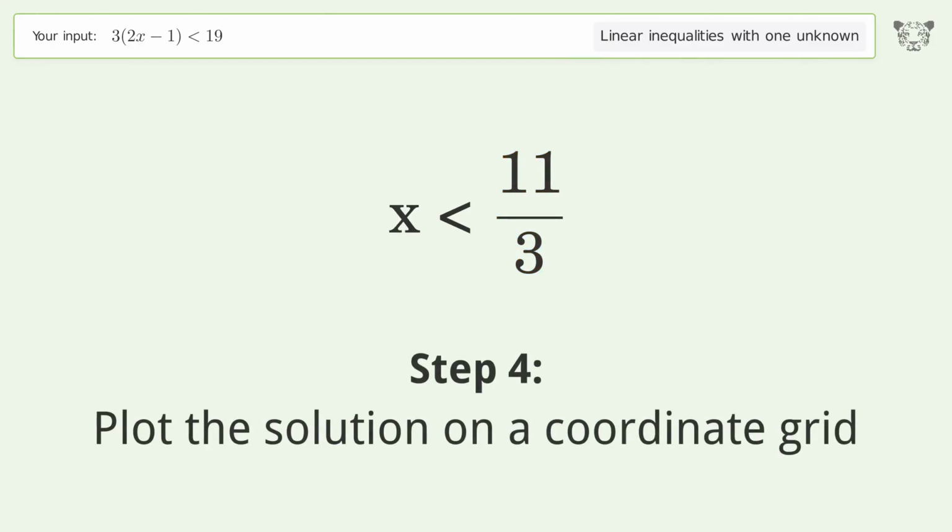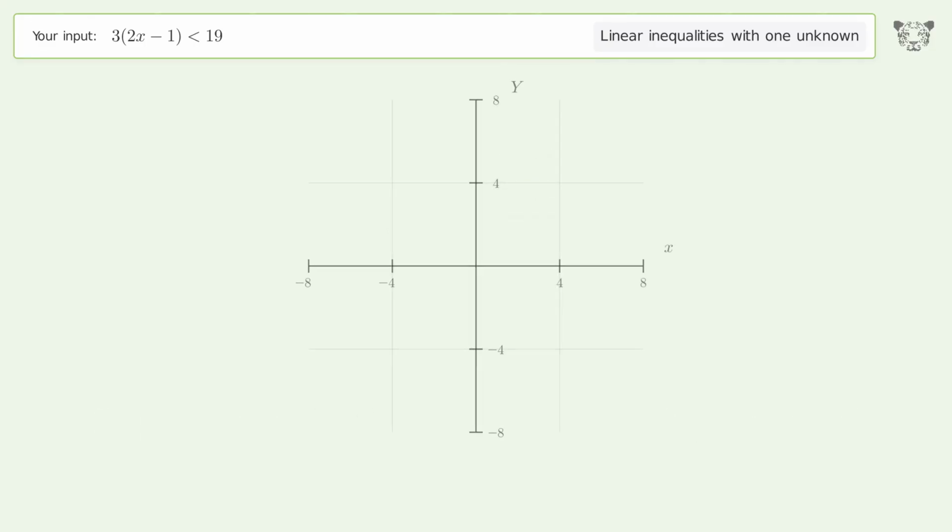Plot the solution on a coordinate grid. And so the final result is x smaller than 11 over 3 smaller than 32 over 3.